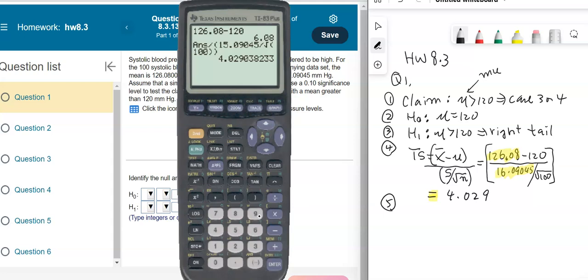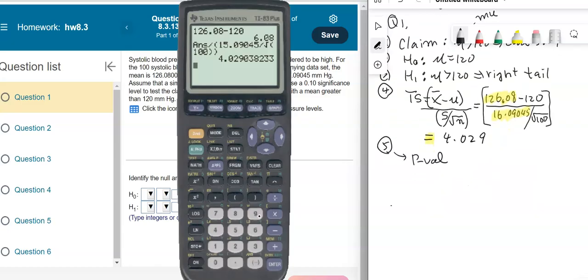Okay, now this means now I'm going to find p-value. So to find p-value, you have to draw the normal distribution, and then 4.029, so it's positive there, 4.029, and then all the way to the end, because it's right tail, over there 999,999. So to calculate p-value, actually, I cannot use this one because this one doesn't have it, so I have to use this calculator.